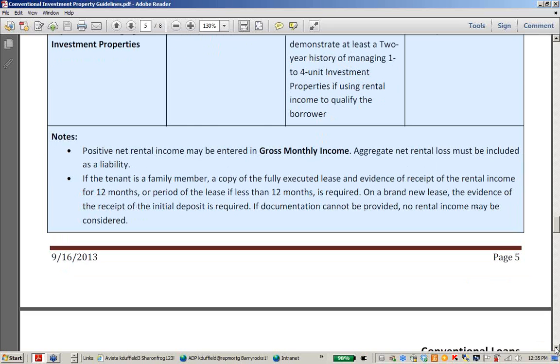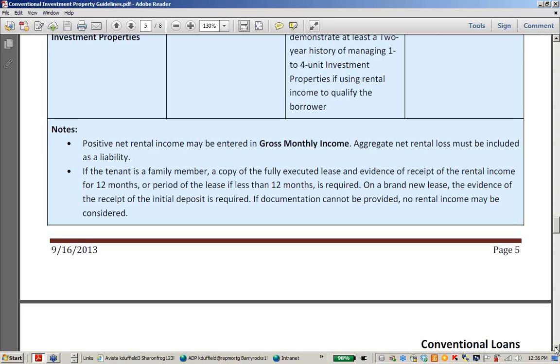If the tenant is a family member, a copy of the fully executed lease and evidence of receipt of the rental income for 12 months, or the period of the lease if the period of the lease is less than 12 months, is required. Let me read that again. If the tenant is a family member, a copy of the fully executed lease and evidence of receipt of the rental income for 12 months or a period of the lease of less than 12 months is required. On a brand new lease, the evidence of the receipt of the initial deposit is required. If documentation could not be provided, no rental income may be considered.